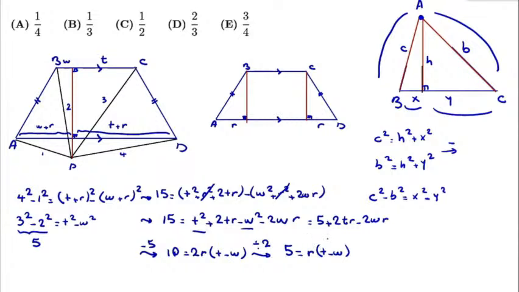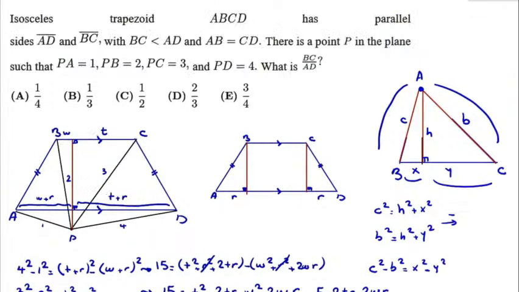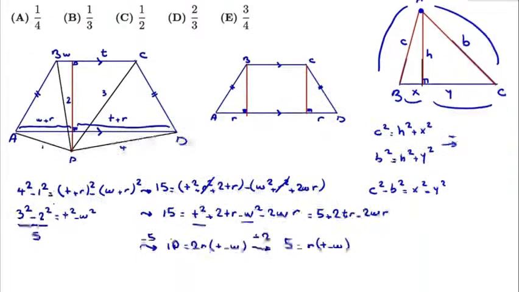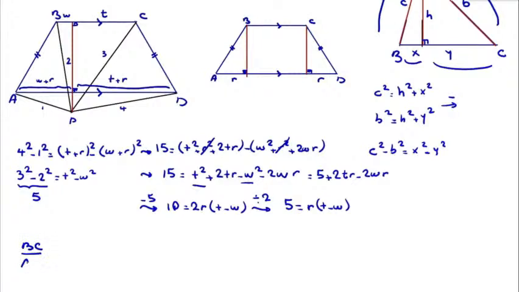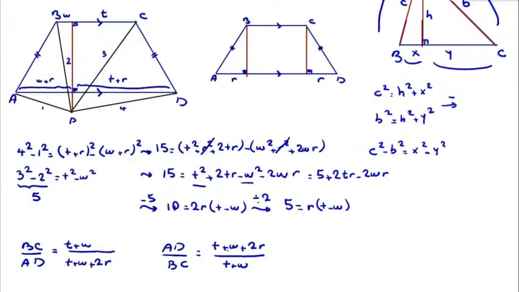Now, we have this relationship. Now, let's see the problem once more. The problem says BC over AD. BC is t plus w, AD is t plus w plus 2r, so BC over AD is (t plus w) over (t plus w plus 2r). So the reciprocal of that is easier to calculate. So let's calculate first AD over BC, which is (t plus w plus 2r) over (t plus w), which is 1 plus 2r over (t plus w).